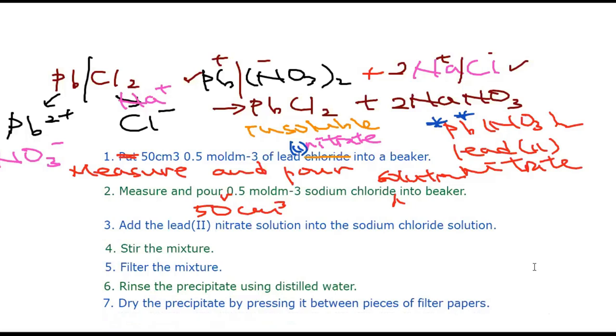Okay, so whenever you want to produce the salt, make sure step number 1, determine whether it is a soluble salt or an insoluble salt. If it is an insoluble salt, these are the steps. You determine what are the solutions needed, then you write out. Then if it is a soluble salt, you use the chemical properties of the acid.